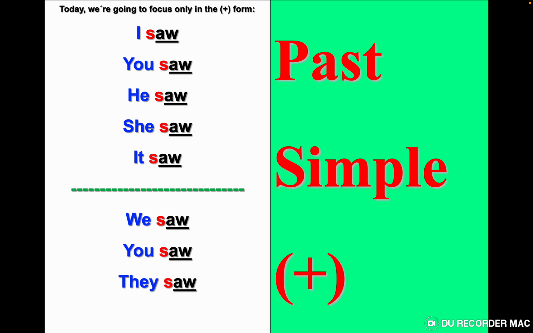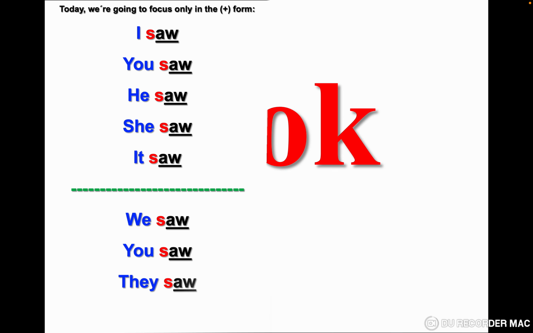So remember these two verbs, said and saw. Okay, I saw, you saw, he saw, she saw, it saw, we saw, they saw. That's it. So try to practice it a lot.